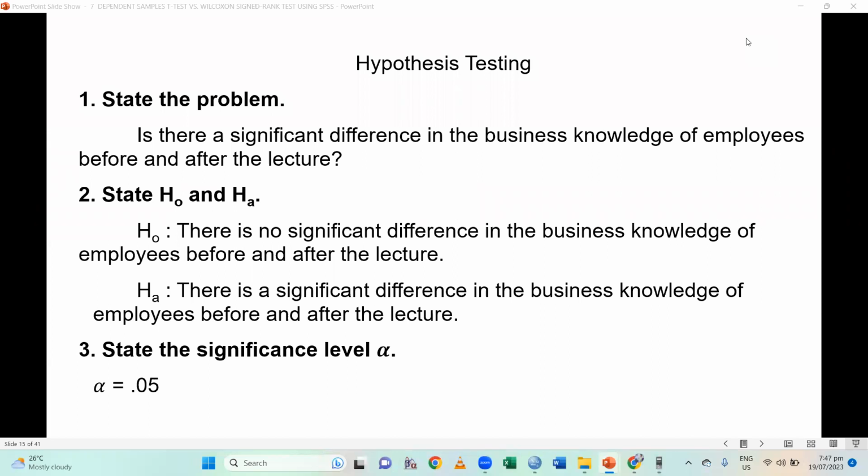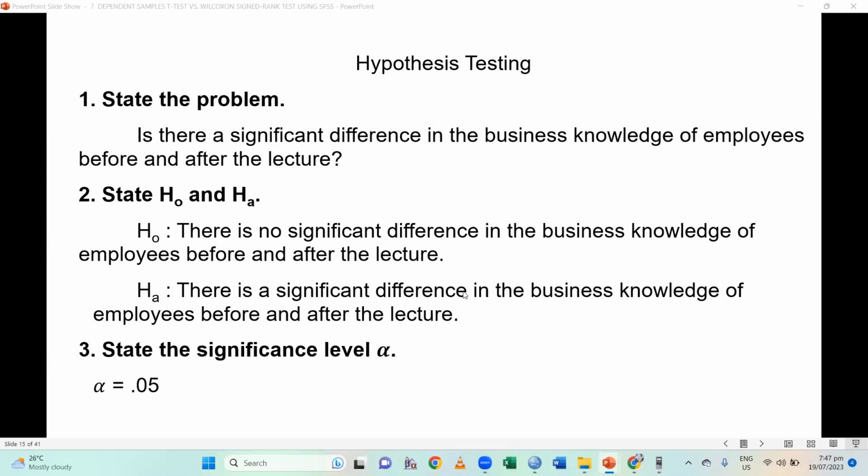So for our hypothesis testing, please read, ma'am, the first three parts again. State the problem. Is there a significant difference in business knowledge of employees before and after the lecture? State HO and HA. HO, there is no significant difference in the business knowledge of employees before and after the lecture. HA, there is a significant difference in the business knowledge of employees before and after the lecture. State the significance level of alpha. Alpha is equal to 0.05.